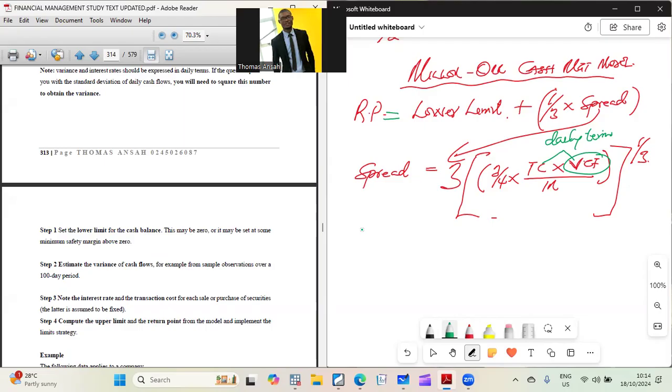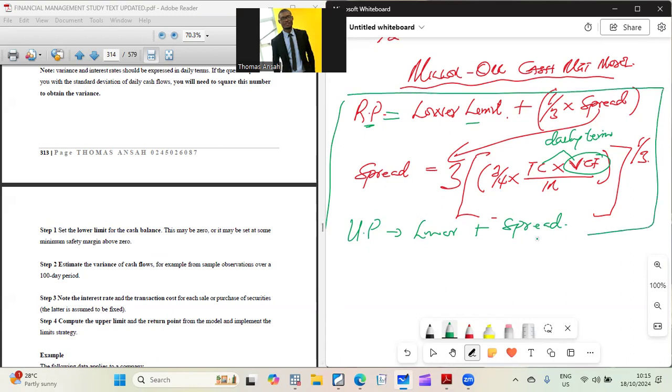Then you need to learn how to also calculate your upper limit. All right, so let's go ahead and learn how to do this, because if you know your lower limit, then you add it to your spread. The spread is 1/3. Return point is lower limit plus 1/3 of your spread. But the upper limit will be your lower limit plus your spread. All right, so that is that. Upper limit is your lower limit plus spread. So these are the only three things you need to learn how to calculate in this model.